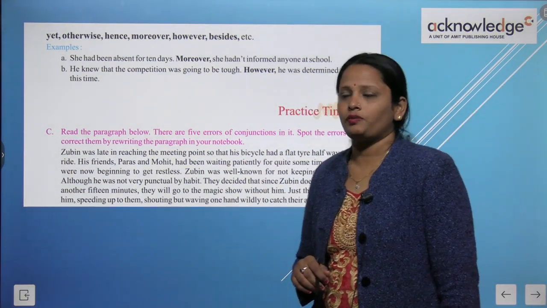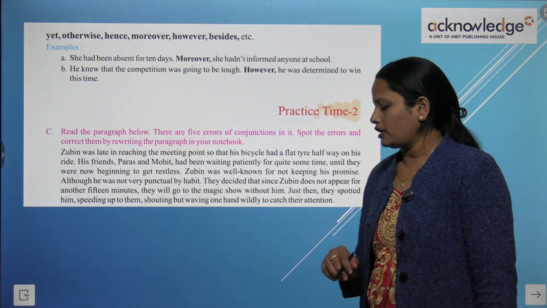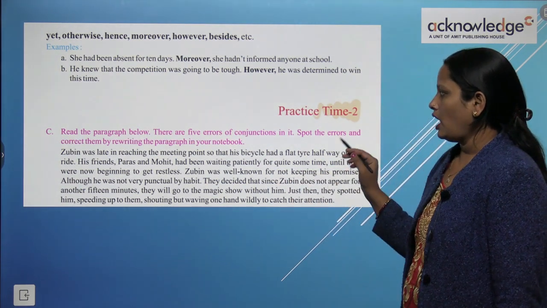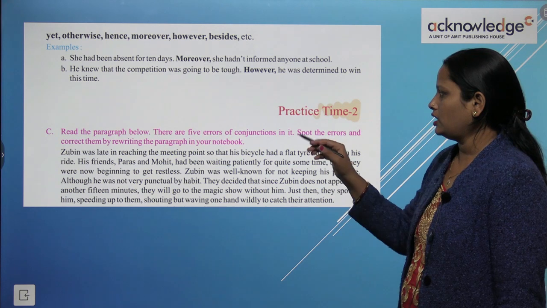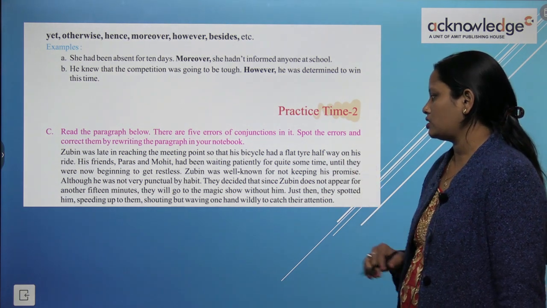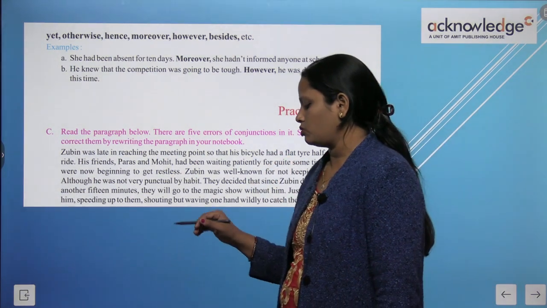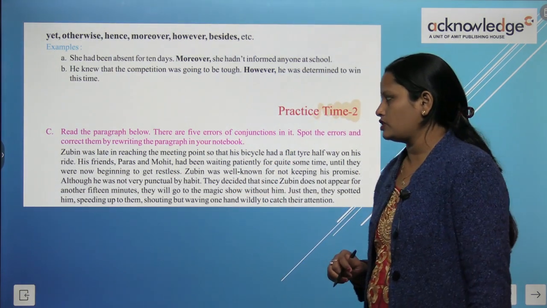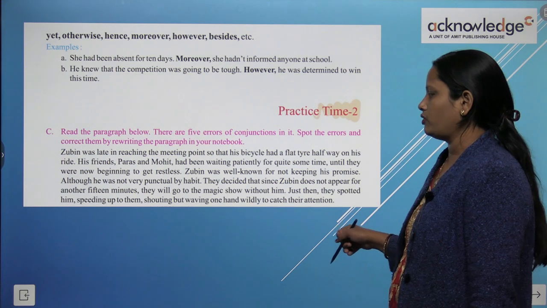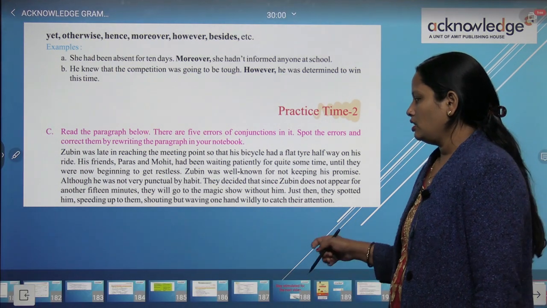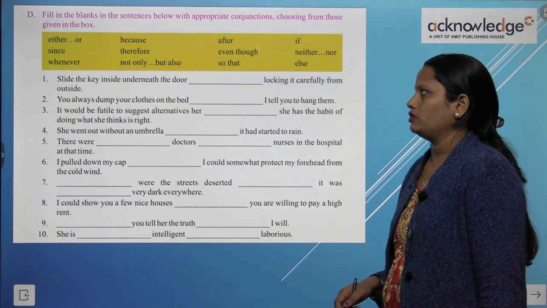Now let's come to the practice time. Read the paragraph given here. There are 5 errors of conjunction in it. Spot the errors and correct them by writing the paragraph in your notebook. So children, this paragraph is your homework. You have to do it on your own. You have to find out the errors and then write them down.